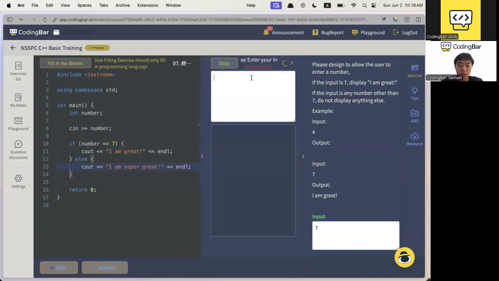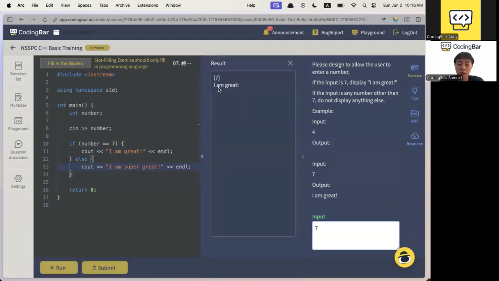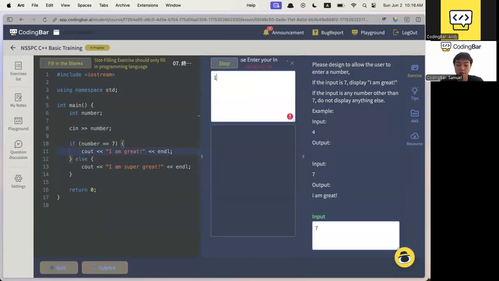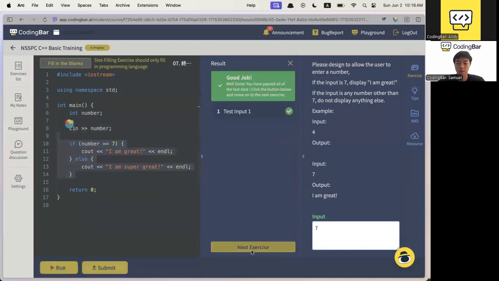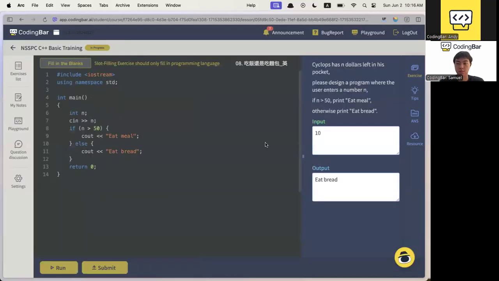And we can run this. If this is 7, I'm great. This will be run. If it is like 17, I'm super great. The else condition will be run. If you don't understand any of this, don't panic because we'll cover this in the next lecture. Submit and it passes.